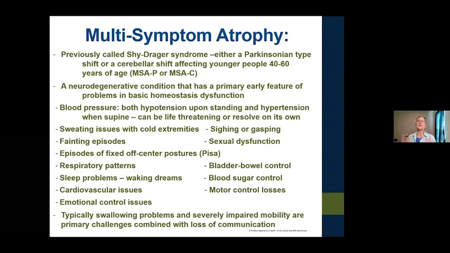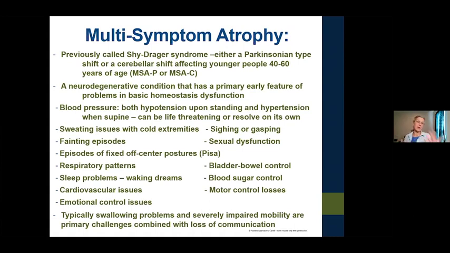This sign phenomenon, sexual dysfunction, where I'm young, 40 to 60, and I have absolutely no sexual function. Episodes of off-center posture, so it's the Leaning Tower of Pisa phenomena. Now that can happen with Lewy body, and that's why it's tricky, but you can have some of these same symptoms with Lewy body. But if this is your primary profile, then we're looking at multi-system. But again, all related, just like Parkinson's and just like Lewy body, it has to do with alpha-synuclein malformations.